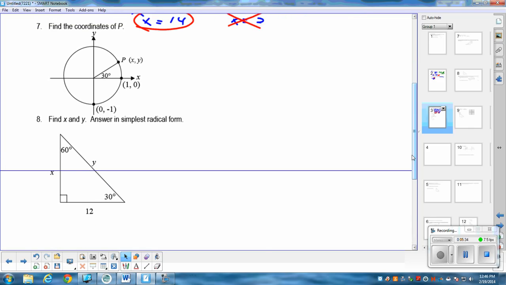Coordinates of P. In this problem, we have a circle that may or may not look like a circle on your screen. It does not on mine. But the radius of this circle is 1, because from here to here is 1, and from here to here is also 1, which means that the hypotenuse from the origin to P is also 1.